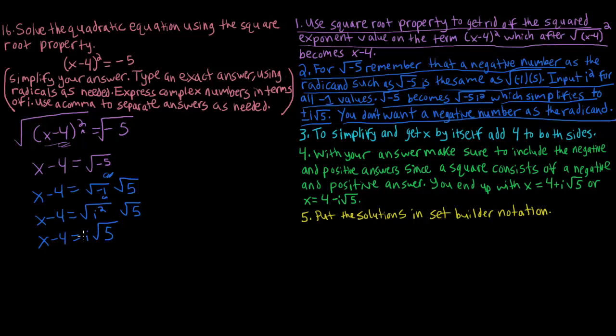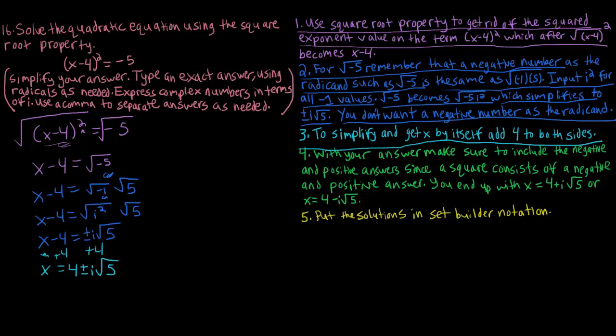And actually, it equals plus or minus i square root of 5. And for step 3, we want to simplify and get x by itself. To do this, we need to add 4 to both sides. So we're trying to get x by itself, so we want to add 4 to both sides of the equation, which gives us x equals 4 plus or minus i square root of 5.